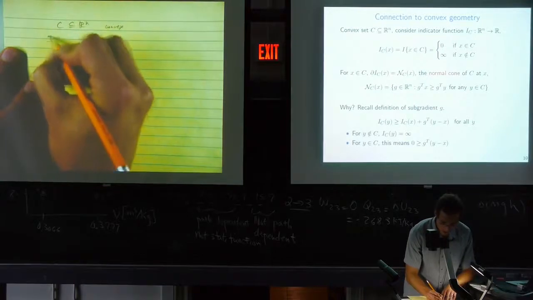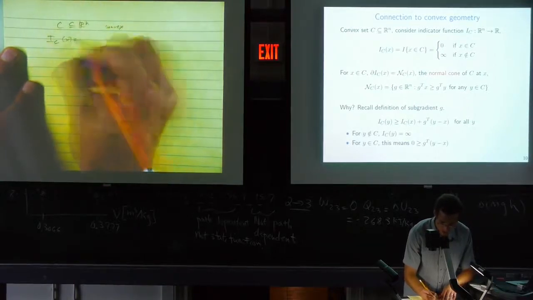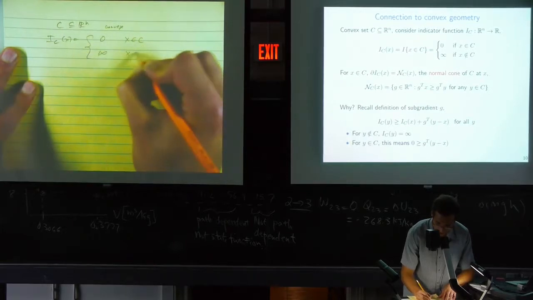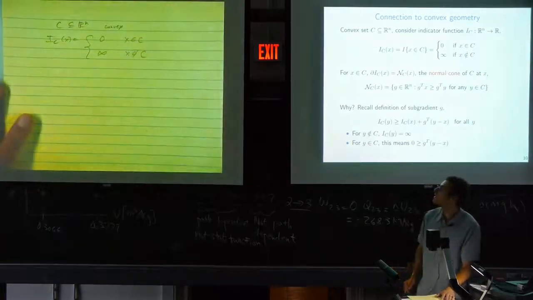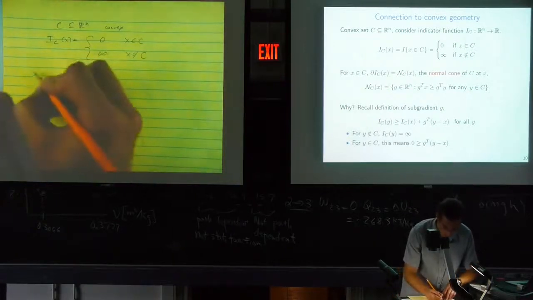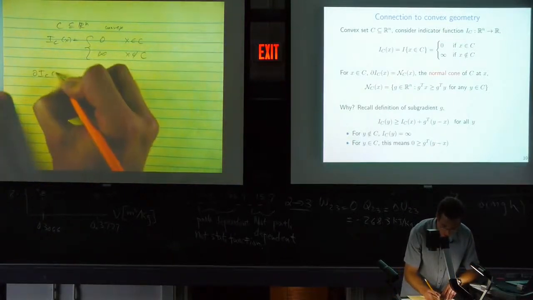And I'm going to look at its indicator function, which is just going to be 0 when x is in the set, and it's going to be infinite when x is not in the set. And I want to know what its subgradients are. So what are the subgradients of the indicator function?